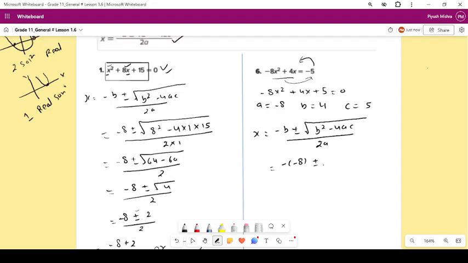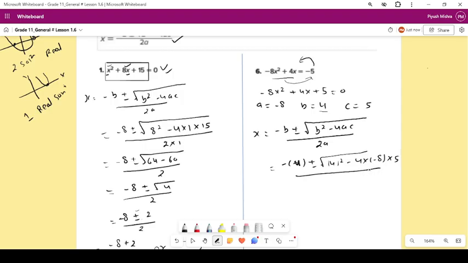Minus, it will be minus 8, plus minus square root of minus 8 whole square minus 4. The value of a is, sorry, I have done a little wrong here. Let me correct it. It will be 4 here, because the value of b is 4, so I will write 4. Plus minus square root of 4 square minus 4 into a, which is minus 8, into c, which is 5.